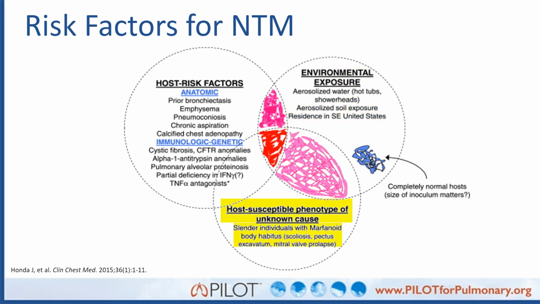And there's host susceptible phenotypes that we know are associated with NTM lung disease. For example, slender individuals, possibly with a marfanoid body habitus, scoliosis, pectus excavatum, mitral valve prolapse. We don't quite understand why there's an association there with NTM lung disease, but we know that there is one. And these are all known to be risk factors for NTM.